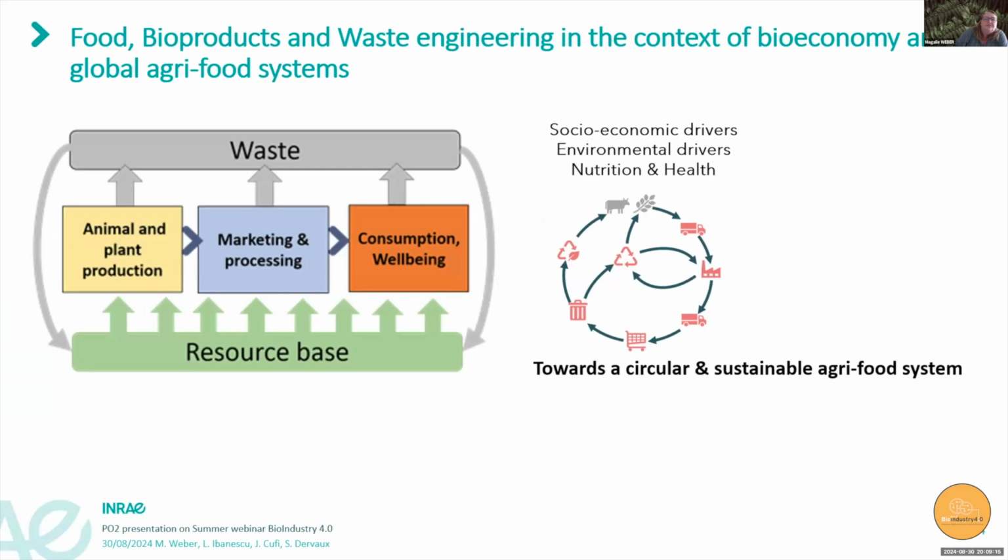The scope of the ontology that we have developed covers all aspects dealing with food, bioproducts, and waste engineering in the context of bioeconomy and global agri-food systems. As you may know, agri-food systems are complex systems defined as the elements and activities related to the production and consumption of food and their effects, and also, of course, processing and marketing. This also includes many socio-economic drivers, environmental, nutrition and health aspects. And we are on our way towards a circular and sustainable agri-food system.